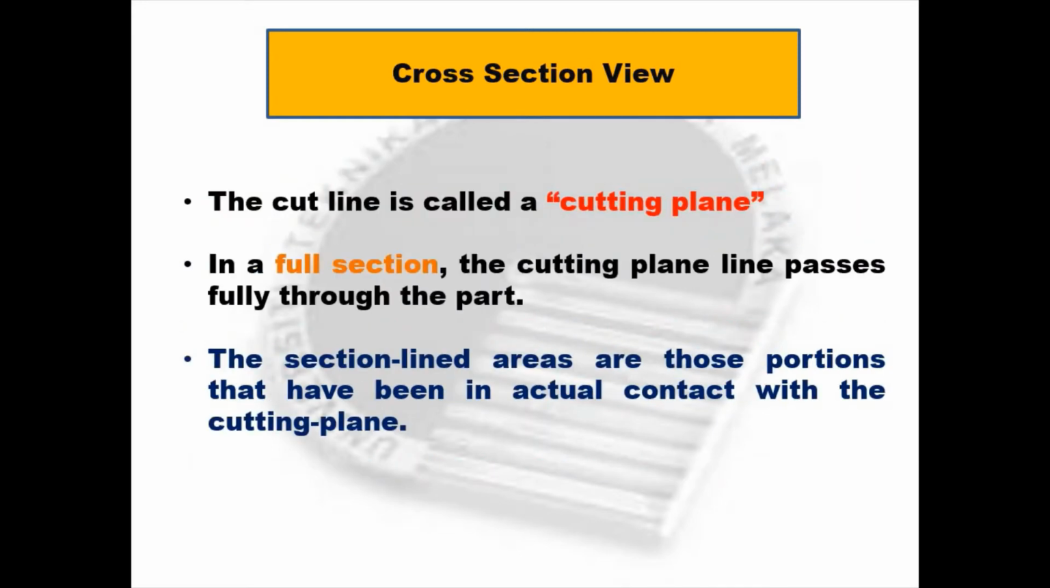The cut line is called a cutting plane. In a full section, the cutting plane line passes fully through the part. The section-lined areas are those portions that have been in actual contact with the cutting plane.